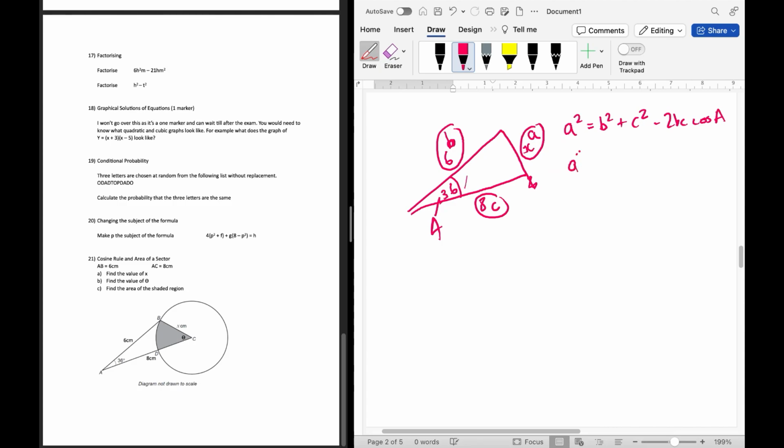So a squared equals, and we just got to put these numbers in, guys, 6 squared plus 8 squared minus 2, 6, 8 cos capital A, which is 36, okay? Work that out. Again, I'm not going to go into it, and then square root it, because that's a squared equals, to find out what a is, all right? And in this case, what x is, okay? So that would be the first bit, a little cosine rule to find that, all right?